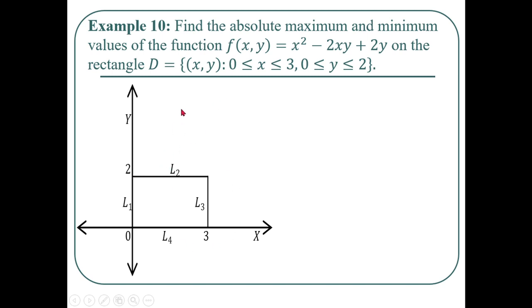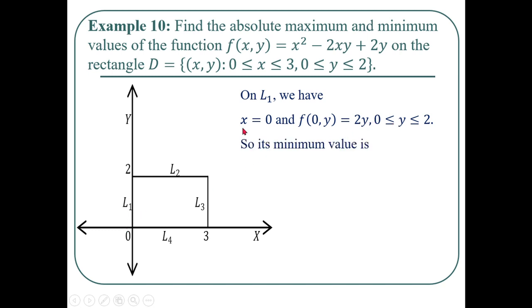Along the line L1, we can observe that the x coordinate is 0, so its equation is x is equal to 0, and the value of y is from 0 to 2. When we substitute x is equal to 0 in the function, we will get f at (0, y) is equal to only 2y, where the value of y lies between 0 and 2. So its minimum value is at the point y is equal to 0, that is 0, and maximum value is at the point y is equal to 2, that is 2 into 2, that equals 4.